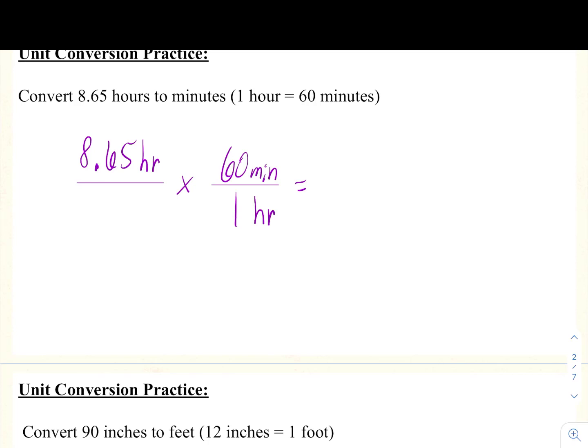When we do this, because there's an hours in the numerator and an hours in the denominator, these are going to cancel. And now we're just left with minutes, which is great because we're trying to convert from hours to minutes. Now we're going to multiply across. So we're going to take 8.65 times 60, and that's going to give us 519 minutes.